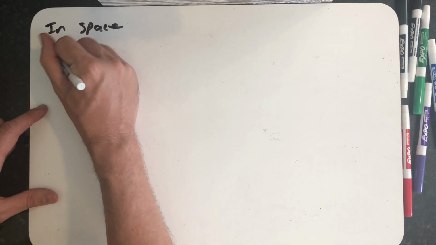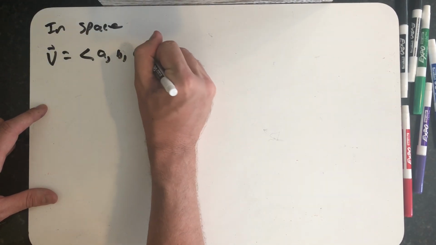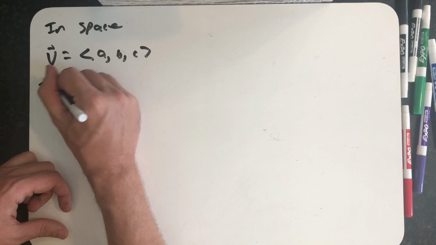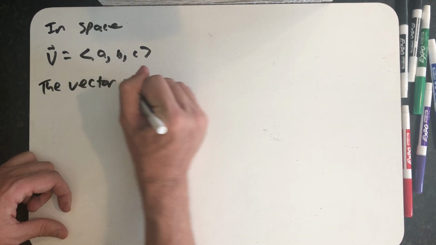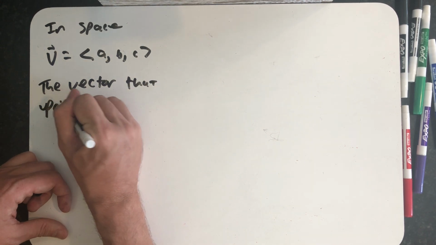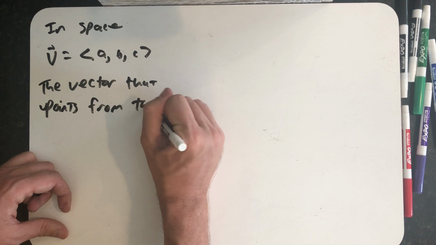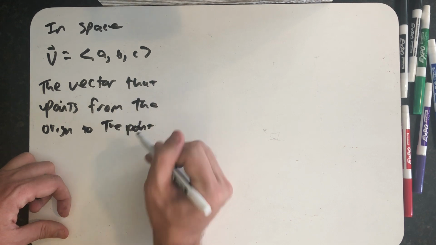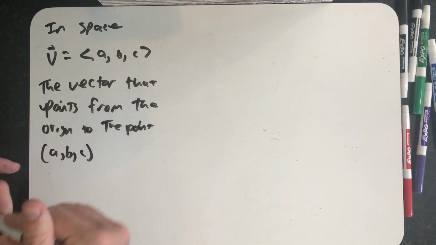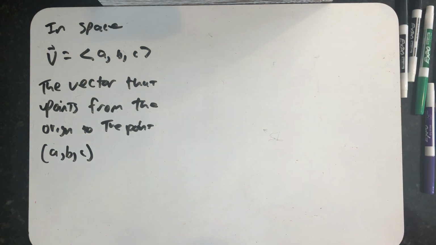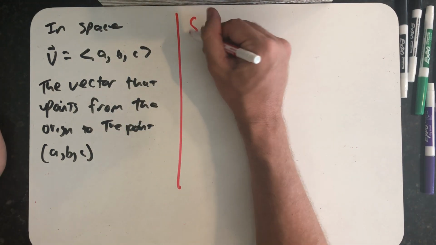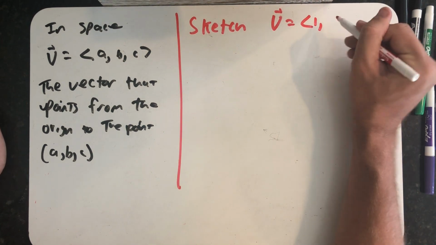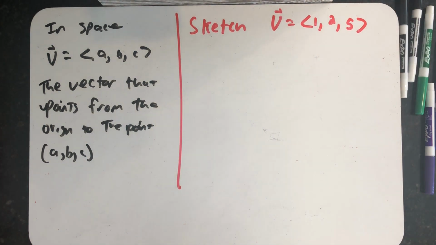So in space, when I say v equals ⟨a, b, c⟩, I mean the vector that starts at the origin and then points to the ordered triple in space, (a, b, c). So let's actually draw a vector in space. Let's sketch the vector ⟨1, 2, 5⟩.